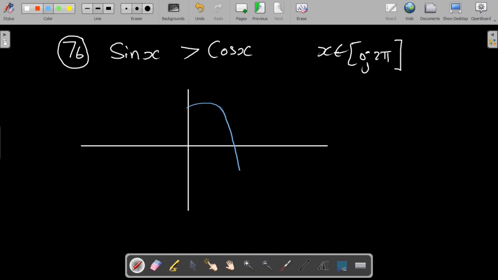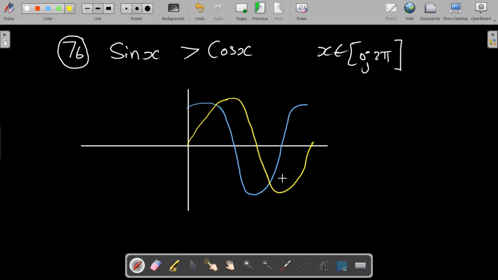So cosine would be the blue one. And sine would now come in. It would look something like this. So cosine is the blue one and sine is the yellow one, and it looks something like this.